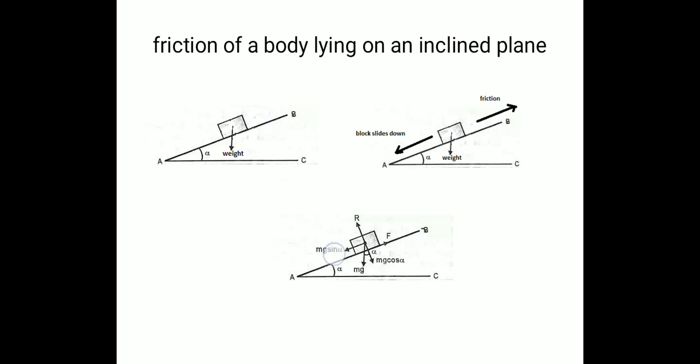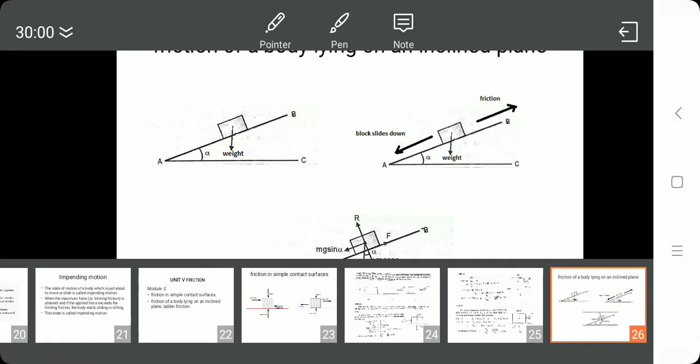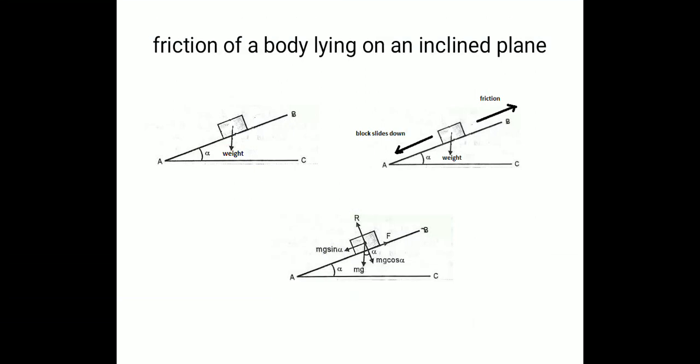So the weight of the block is resolved into two components. One is the horizontal component, as well as the vertical reaction. The self weight is balanced by the normal reaction. So due to this angle of inclination, the block tends to slide down. So the friction happens in the opposite direction. If the plane is smooth, there will not be any friction. If the plane is rough, there will be a friction.